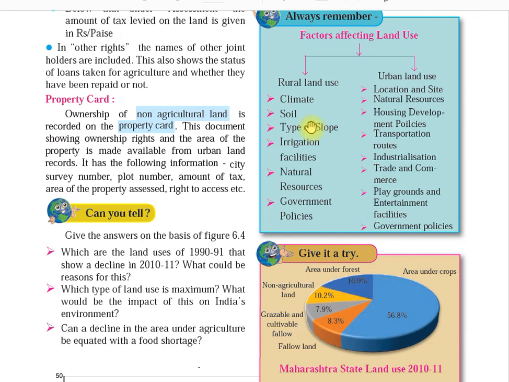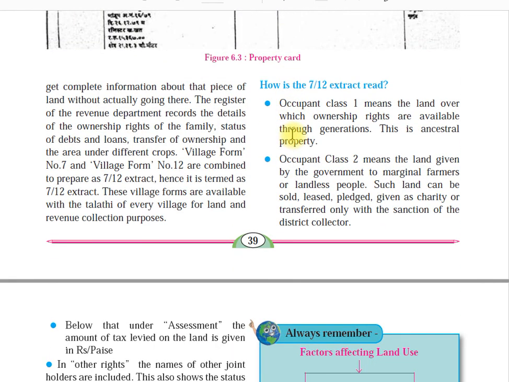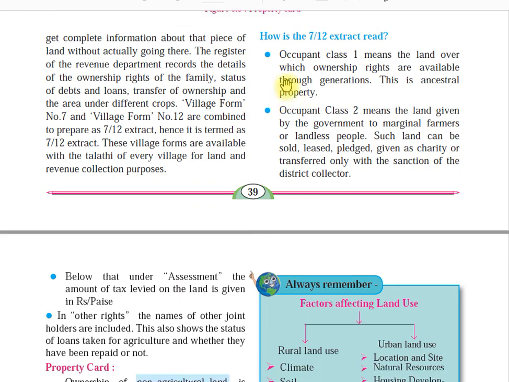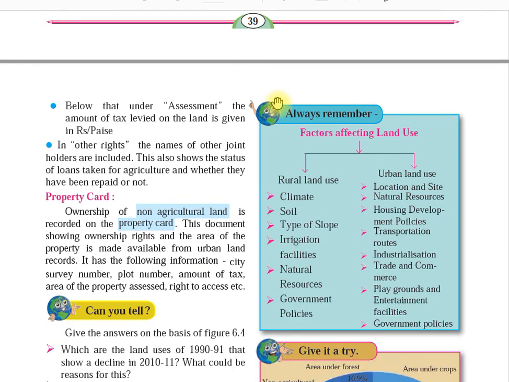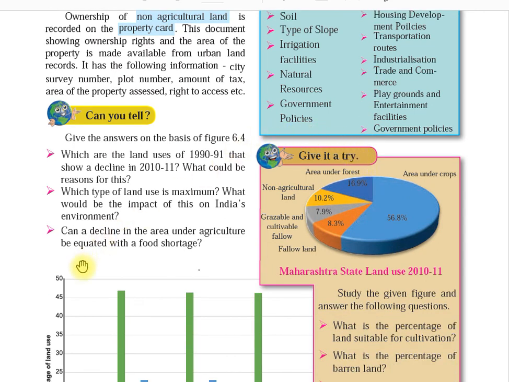So students, hope we have understood land use, what the difference is between a property card and 7/12 extract. Then we have seen what are the factors affecting land use. All these things we have discussed in this chapter. Hope, students, we have understood this lesson, land use.